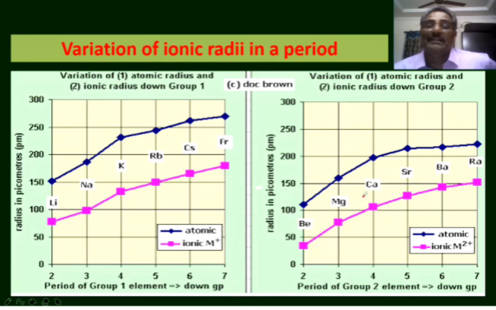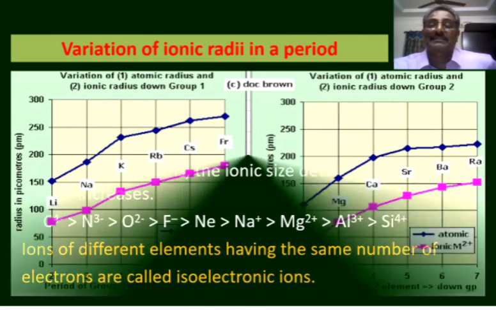The ionic radii are smaller compared to atomic radii. That is, the line showing the ionic radii, that is cation, lies below the line showing the atomic radii of neutral atoms. In the second group elements also it is shown like that. The blue colored line represents the variation of atomic radii, whereas the red colored line represents the variation of ionic radii. The first figure shows the variation of radii in the alkali metals. The second figure shows the variation of radii in the alkaline earth metals.